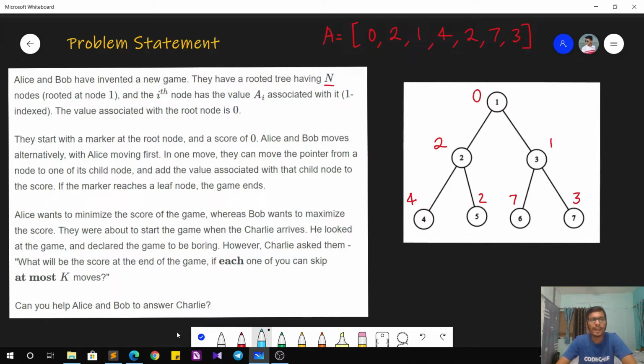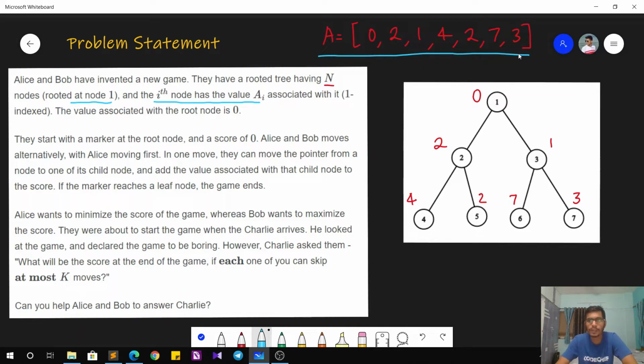There is a new game Alice and Bob have invented, and it has an n-node rooted tree where the root is always node 1. Also, each node, that is the ith node, has a value ai associated with it. Now the array A will be given to us and also the tree structure will be given to us.